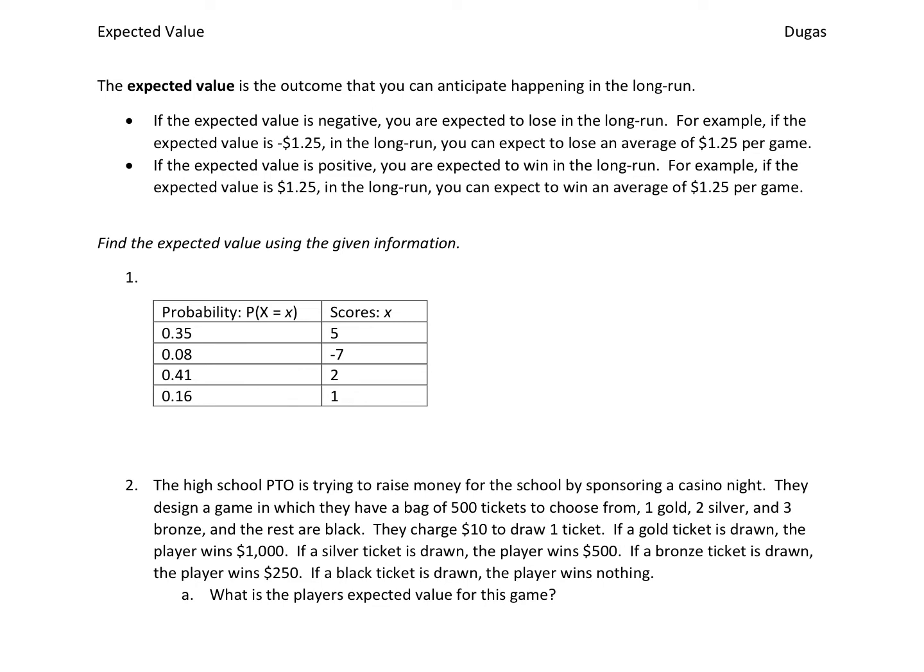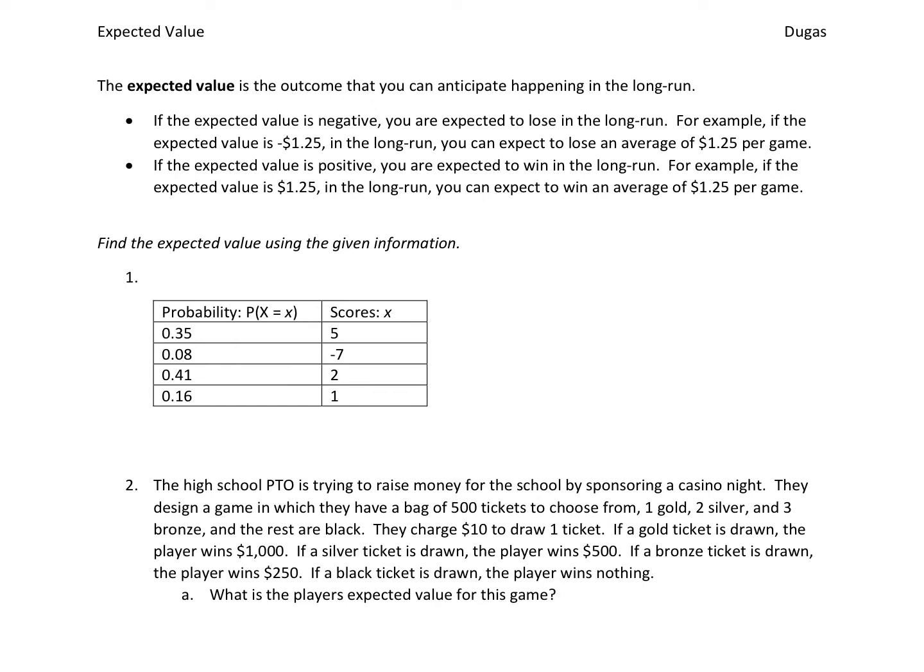So we're going to do two examples. The first example is if you're given information in a chart or a table. One of the rows or columns, depending on how your chart is set up, will denote the probabilities, and the other one will denote the X's or the scores. So this is when you don't have equally likely outcomes.